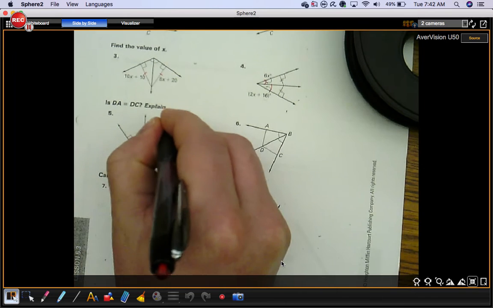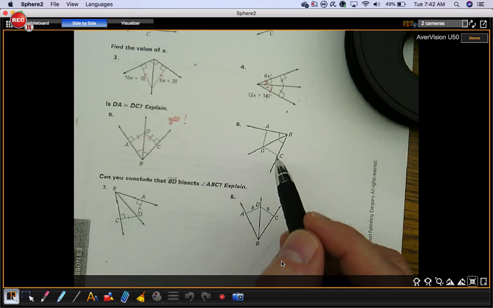Number 5, is the distance from D to A equal to the distance from D to C? You have an angle that's bisected. These distances are measured on a right angle. Are those equal? Yes. That's the angle bisector theorem.